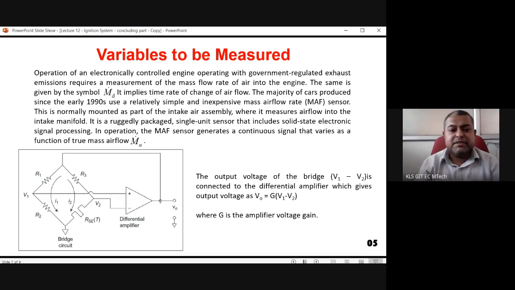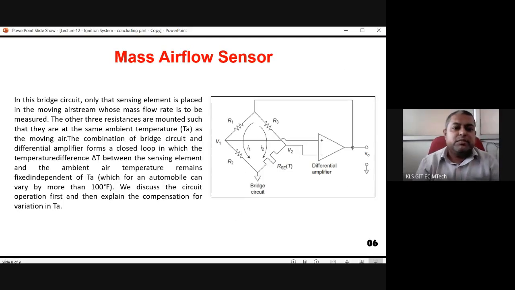In operation, the MAP sensor generates a continuous signal that varies as a function of true mass airflow, M_A dot. So even a little variation in the airflow will change the resistance of this RAC-T coil or transducer to some extent. It's a very precise sensor which can sense even very small changes in the airflow inside the engine. That change is picked up as an electronic signal, given as V0 equals G into (V1 minus V2). In this bridge circuit, only that sensing element is placed in the moving air stream whose mass flow rate is to be measured.